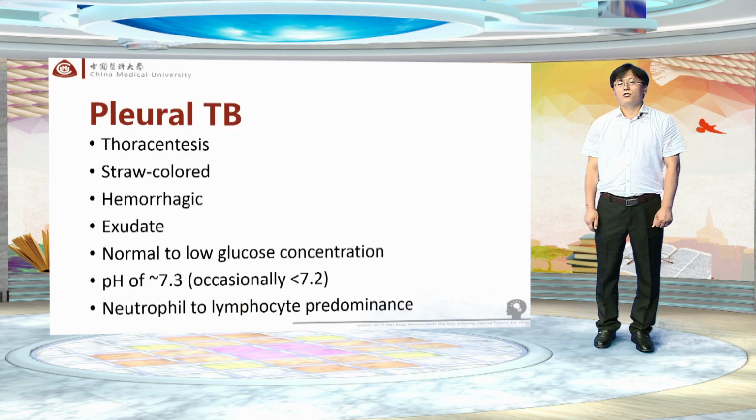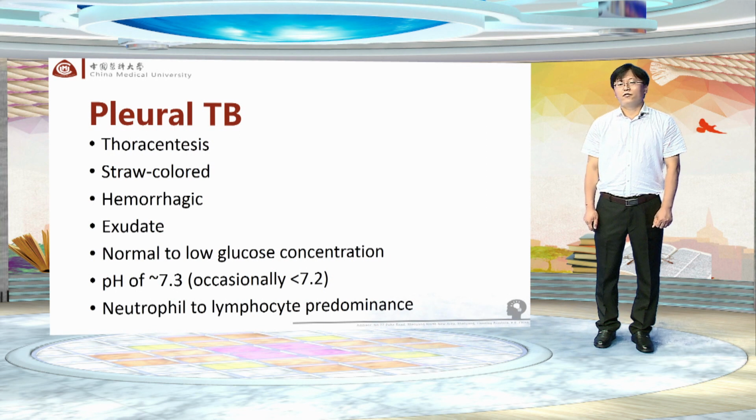To diagnose pleural tuberculosis, we do the so-called thoracentesis to drain the pleural effusion. Usually the pleural effusion of tuberculosis is straw-colored. Some of them may be hemorrhagic. The effusion is exudative. They may have normal to low glucose concentration. The pH value is usually less than 7.3.